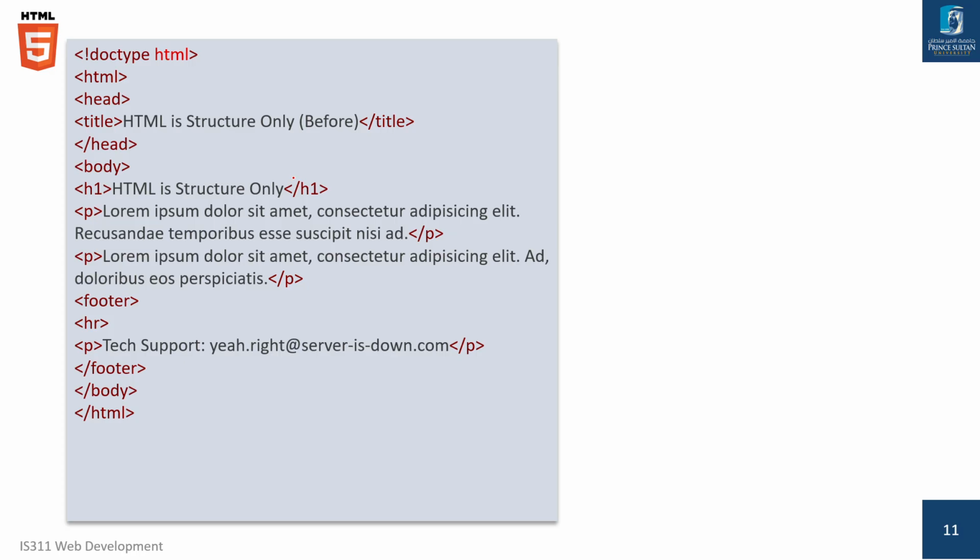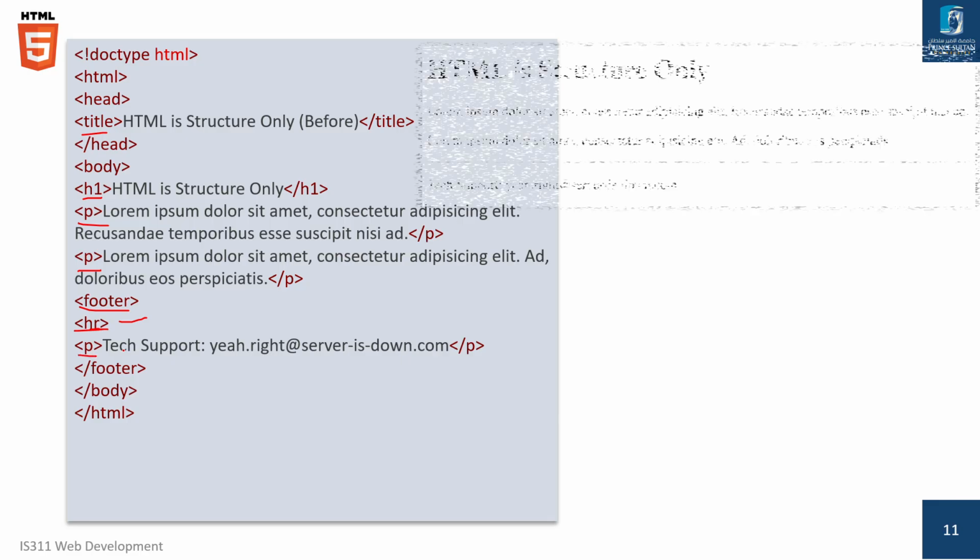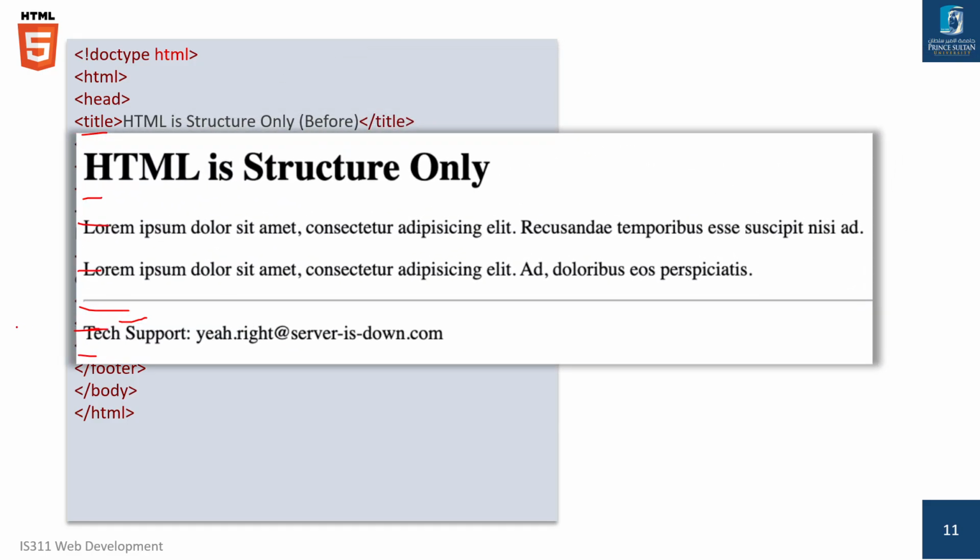So here is a simple example of our HTML structure only, and we have some H1 tags. We have the title of the page, we also have the H1, we have a paragraph, then we have a footer, and then we again have a horizontal line. This represents the horizontal line that will appear in the page. So if I look at that, this is actually the horizontal line, which is the HR tag. Okay, HR tag.